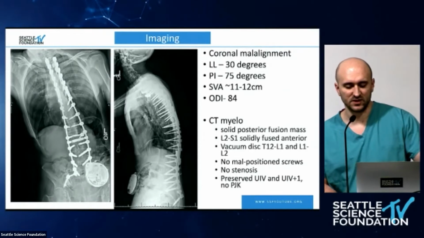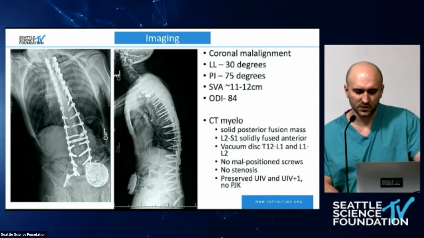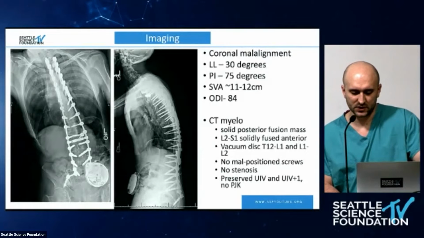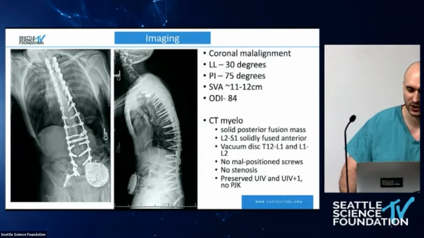Their ODI at that time was 84. CT myelogram, for completeness sake, showed a solid posterior fusion mass and a solid anterior fusion mass with vacuum disc above, no malposition screws, no stenosis, and preserved upper instrumented vertebrae +1 and no PJK.